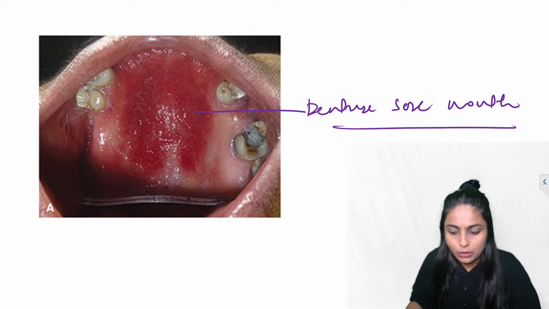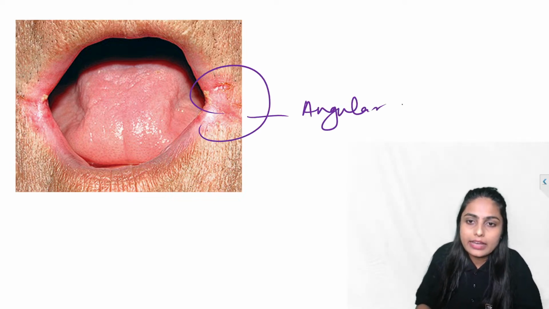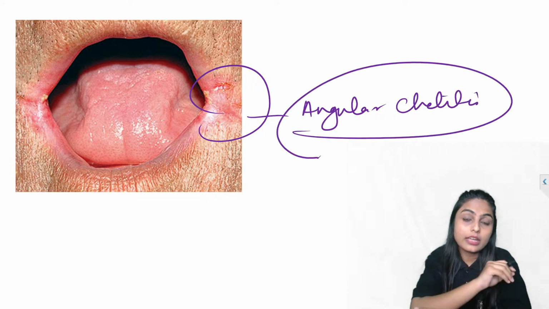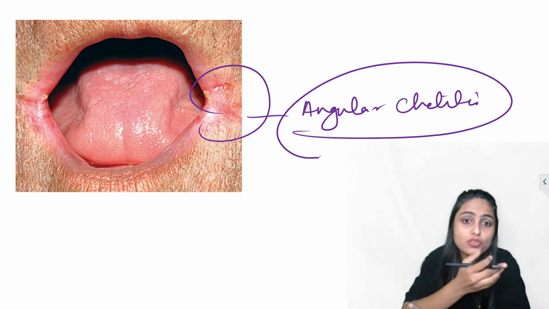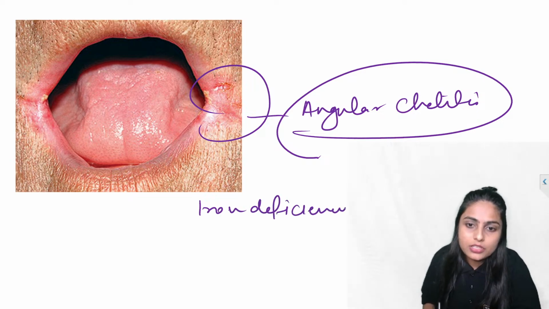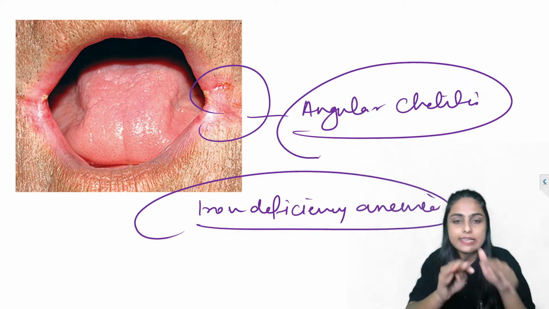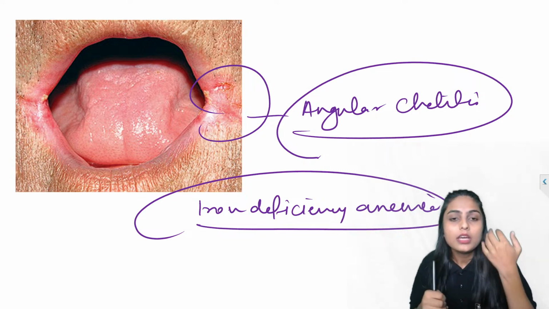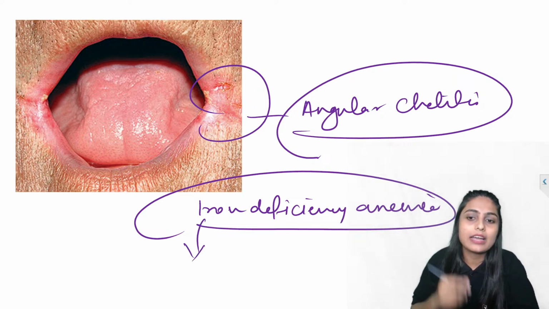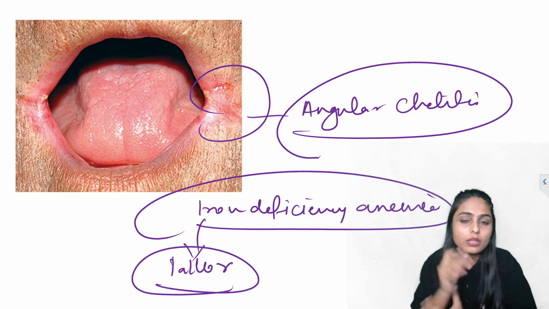Denture sore mouth. Then we have this, which is nothing but angular cheilitis. Angular cheilitis is also classified under candidiasis. There can be two causes, either candidiasis or iron deficiency anemia. In iron deficiency anemia, to differentiate whether the cause is candidiasis or iron deficiency, you can check for other features seen in iron deficiency. You have to check the pallor in eyes and on palms.